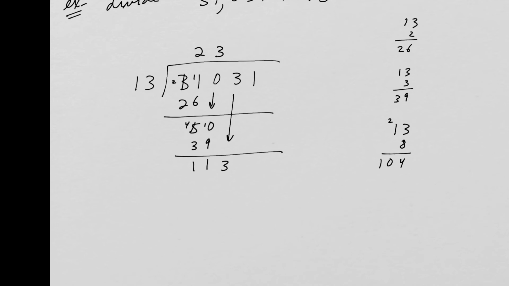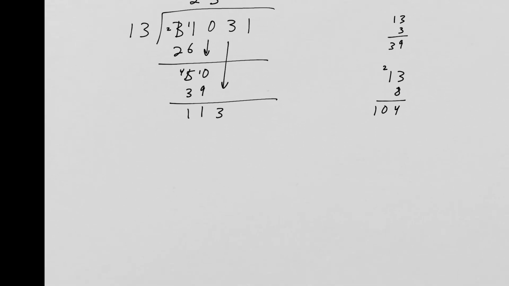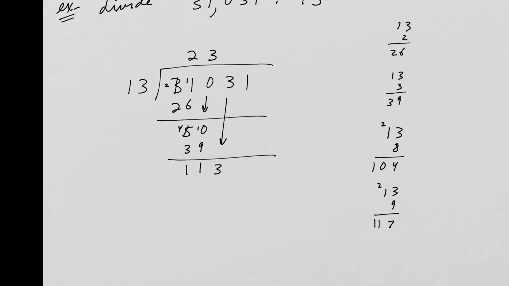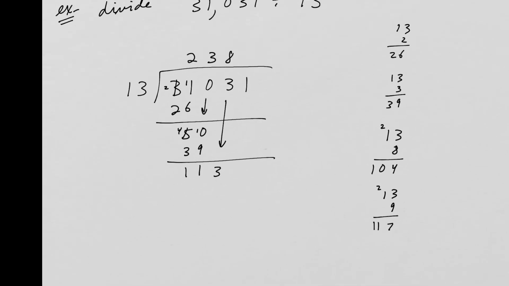I guess that's right? Because if I do 9, it's going to be too big. Let's do it to make sure. So if I do 13 times 9, that's 27. So carry the 2. And then 9 times 1 is 9 plus 2 is 11, so 117. That's too big. So it looks like it's 8 times. So when I multiply 8 times 13, that was the 104.